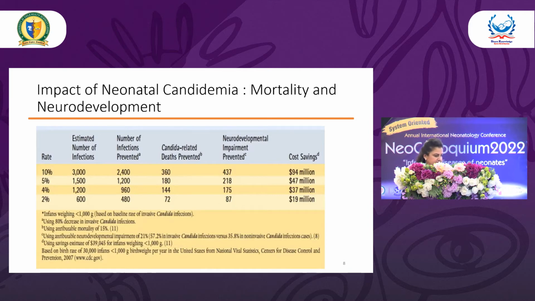So for example, if you look at the top row, if in an NICU the rate of candidemia is 10%, and one would estimate that the number of infections is 3,000, we can prevent with antifungal prophylaxis up to 360 candida-related deaths. Similarly, we can prevent neurodevelopmental impairment in an even larger number of babies.